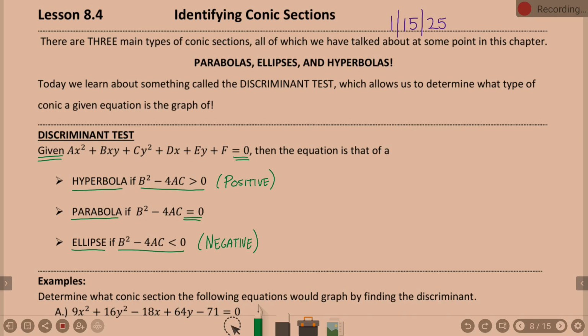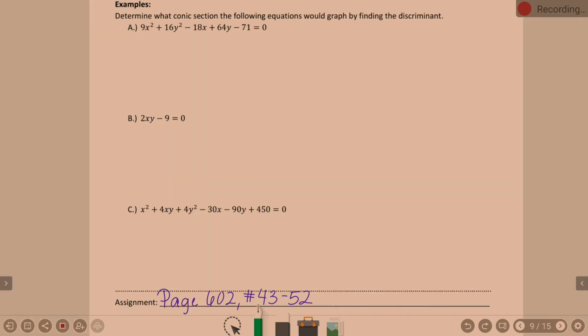So, let's go down to example A. All of your homework, 43 through 52, are doing just this. Determine what conic section the following equations would graph by finding the discriminant. So we don't actually have to graph it. We don't have to solve it so we can graph it. But looking at this, for practice sake, let's identify our variables. First of all, notice the equation does equal 0, yes?